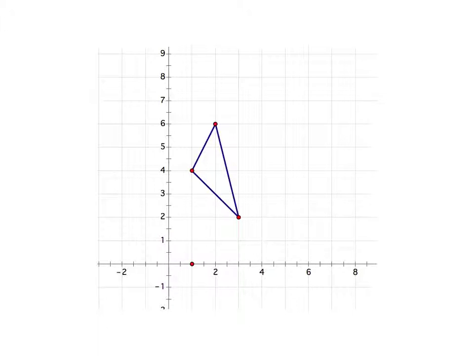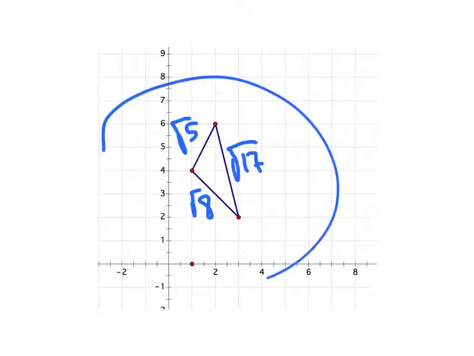So our answers are square root of 8, square root of 5, square root of 17. You're done. Good job.